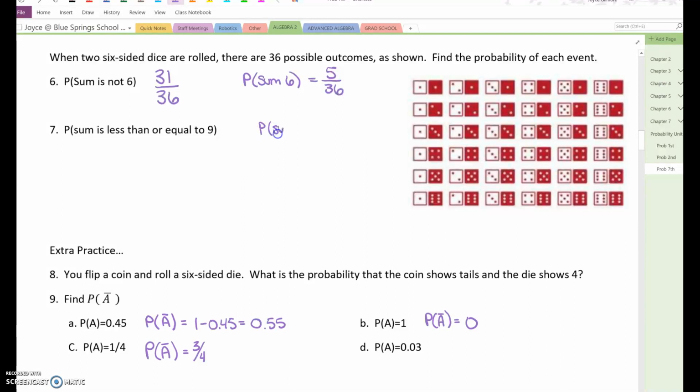The probability that the sum is less than or equal to 9. I'm going to count how many have a sum greater than 9. So there's 10. No. It would be these 6. There are 6 out of 36 that have a sum greater than 9. What is 36 minus 6? 30.